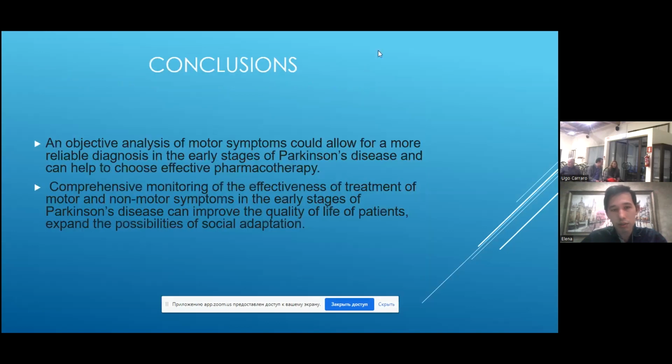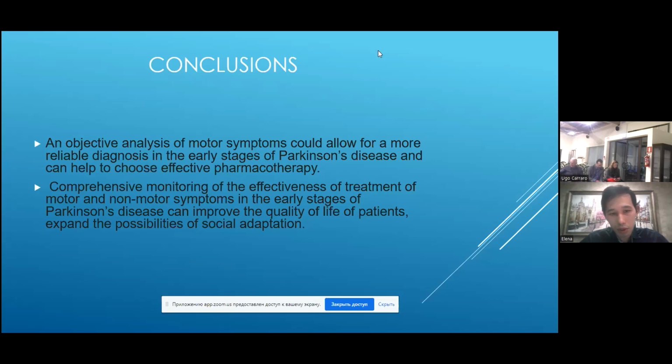And now the conclusions. Our study is continuing, and we will publish the results later. Objective analysis of motor symptoms could allow for a more reliable diagnosis in the early stages of Parkinson's disease, and can help to choose effective pharmacotherapy and other methods of treatment.